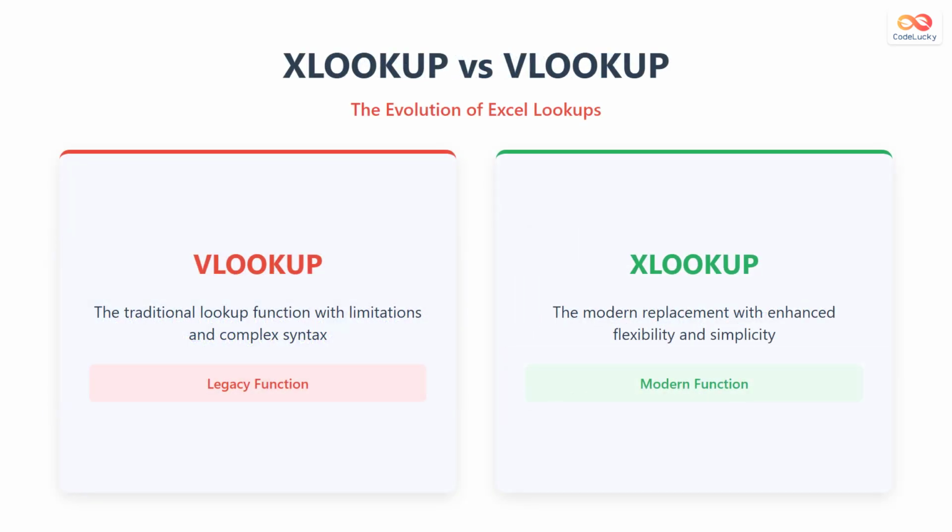Let's compare XLOOKUP with VLOOKUP. VLOOKUP is the traditional lookup function, but it comes with limitations and a complex syntax. On the other hand, XLOOKUP is the modern replacement, offering enhanced flexibility and simplicity. VLOOKUP is now considered a legacy function, while XLOOKUP is the modern function to use.